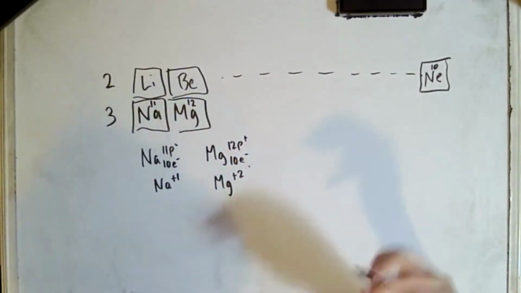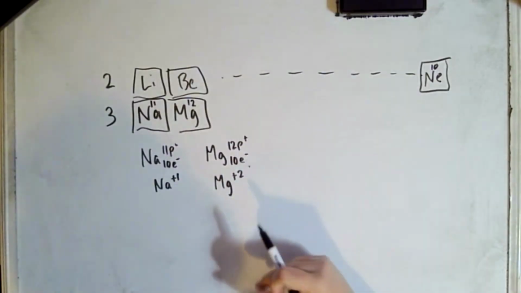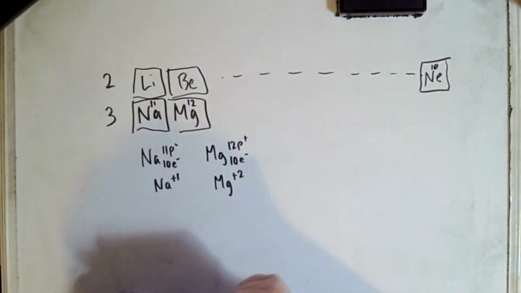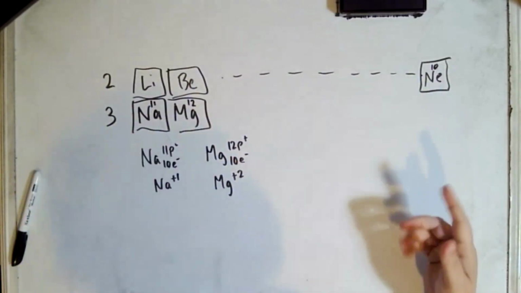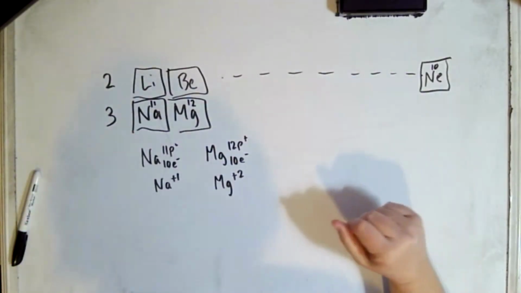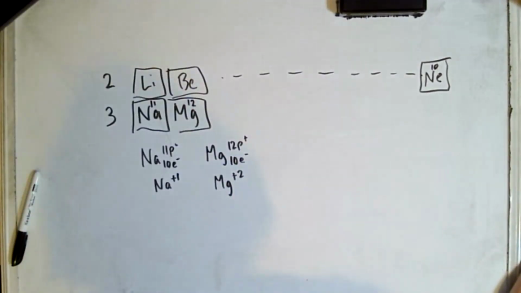That's how we're going to be able to figure out the overall charge of our different metals. We're going to look at how many protons they have, and we're going to look at how many electrons they'll end up with once they're done losing their electrons. And then we'll be able to determine the charge from that.